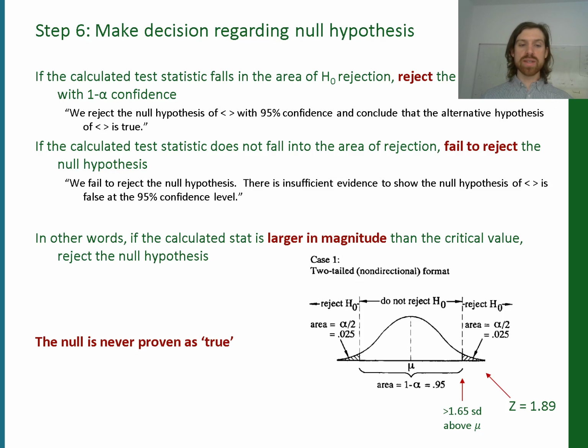So the key point is that, in other words, given these statements, if the calculated statistic is larger in magnitude than the critical value which we're selecting, we reject the null hypothesis.